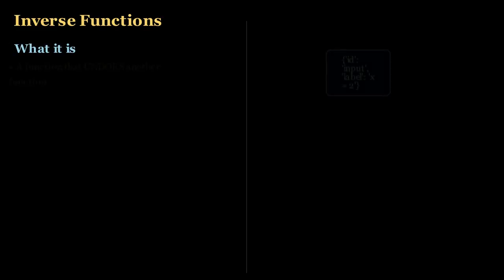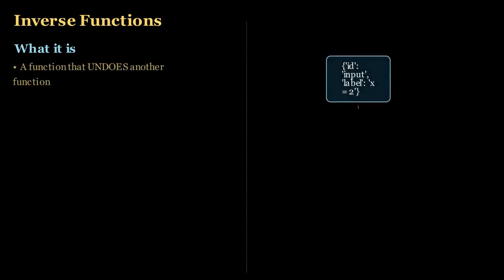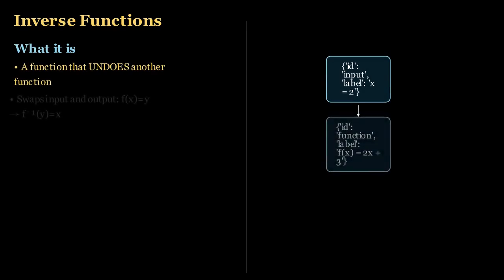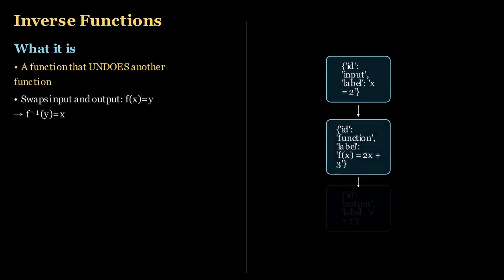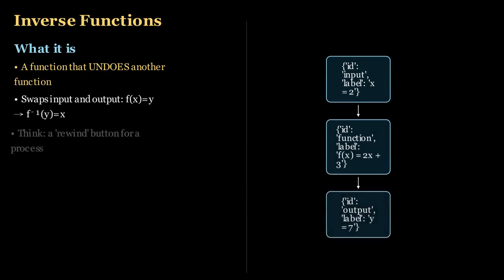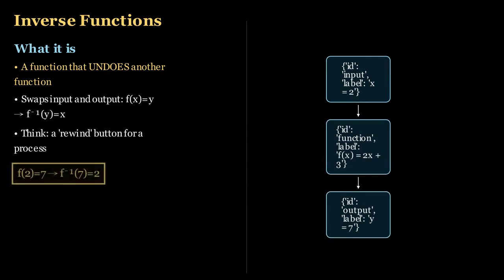Imagine you have a machine that takes a number, doubles it, and adds 3. You put in 2, and out comes 7. An inverse function is like a magical rewind button for that machine. You feed the output, 7, back into the inverse machine, and it perfectly recovers the original input, 2. Mathematically, if a function f takes an input x and gives an output y, its inverse, written as f inverse of y, takes that y and gives you back the x. It simply swaps the roles of input and output. The little -1 in the notation is not an exponent, it's just the symbol we use for the inverse.